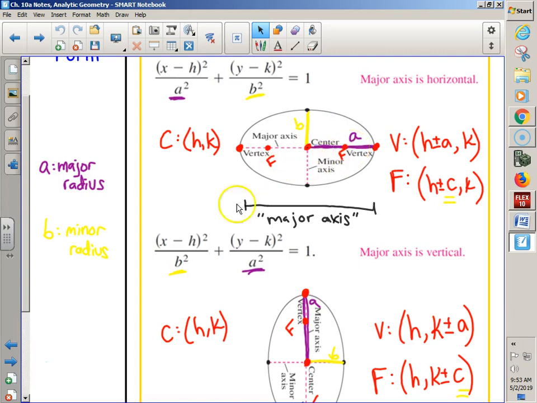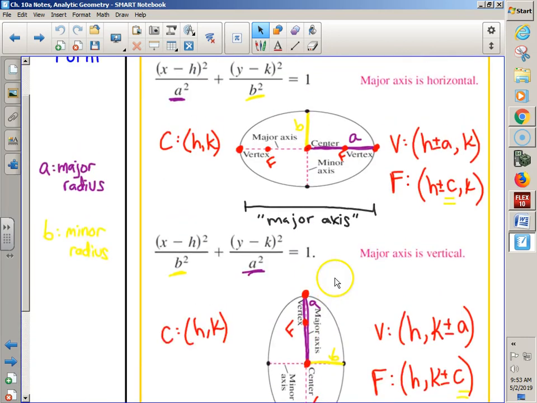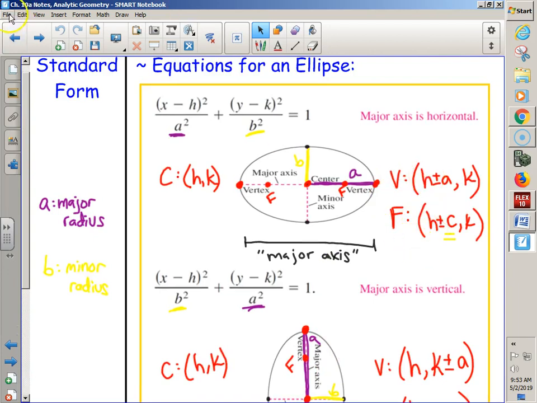I need to do C. Good. And C has its own formula of C squared equals A squared minus B squared, right? Cool. Vertices, I go out A from the center and I can make my points. Foci, I go out C from my center. Depending on the orientation, you're adding to the X or the Y.